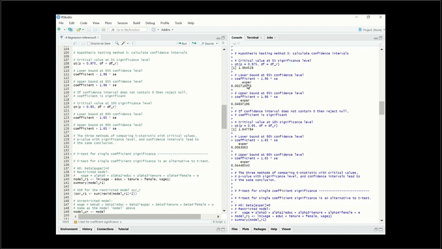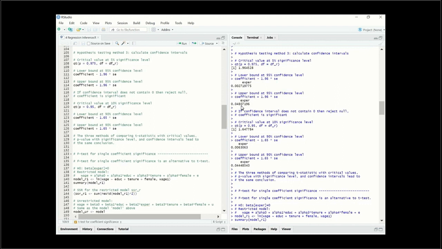And so here is this confidence interval. It goes from 0.0027 to 0.04. So now the criteria is if the confidence interval does not contain 0, then reject the null and the coefficient is significant. So basically, our confidence interval from here to here does not contain 0, and therefore our coefficient is significantly different from 0.